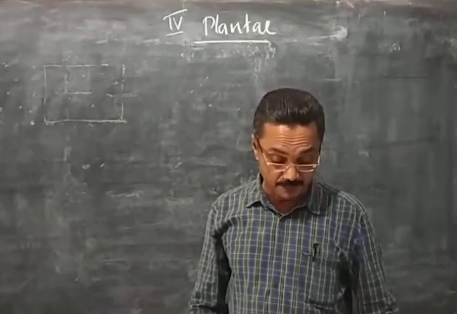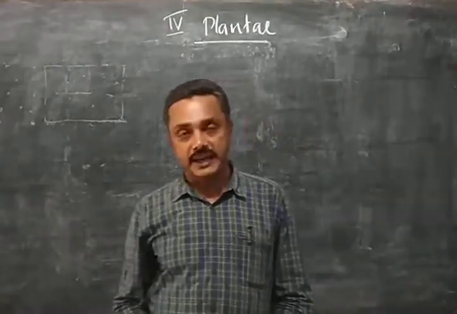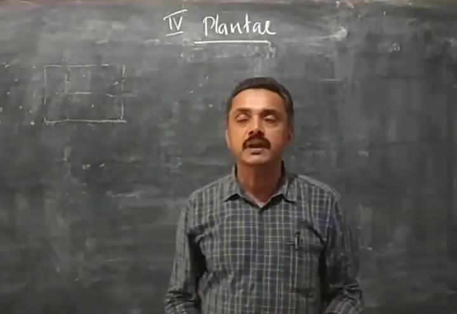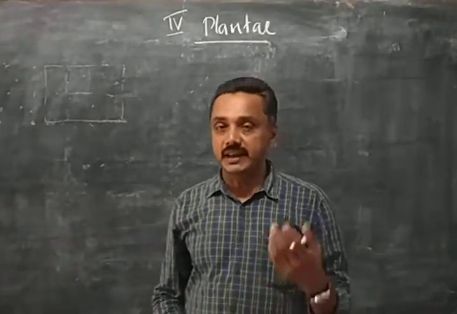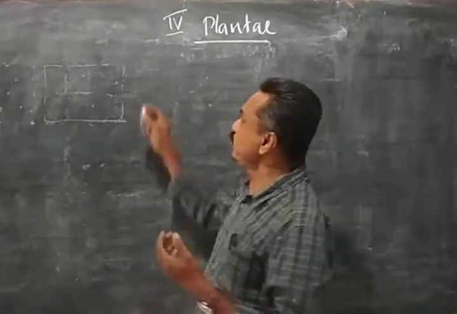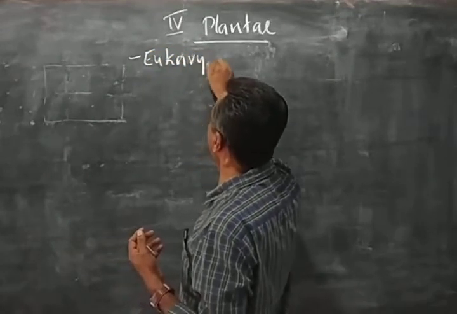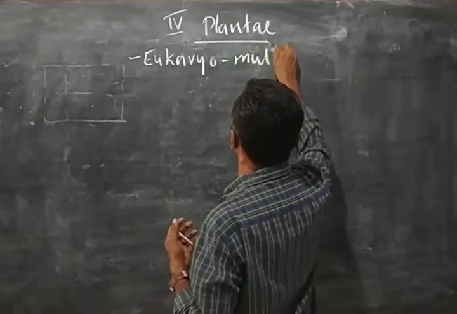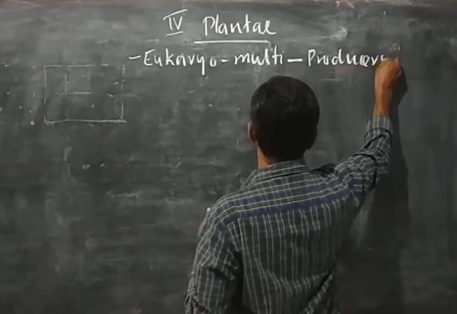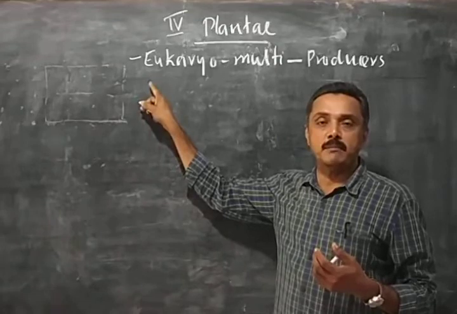We will discuss some of the simple, general characters in this class. The detailed characters will come in the coming chapter, plant kingdom. Today we see which kind of organisms come under the plant kingdom. They are eukaryotic, multicellular producers. The first important character is that they are all eukaryotic organisms with a nucleus and membrane bound organelles.